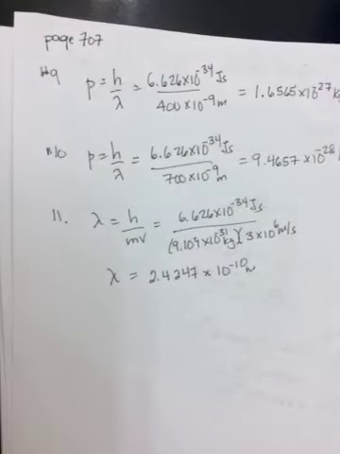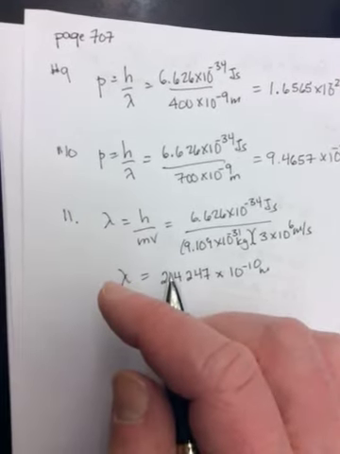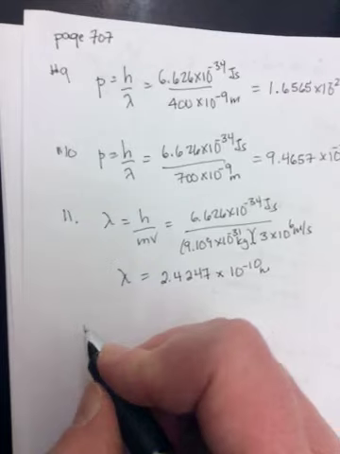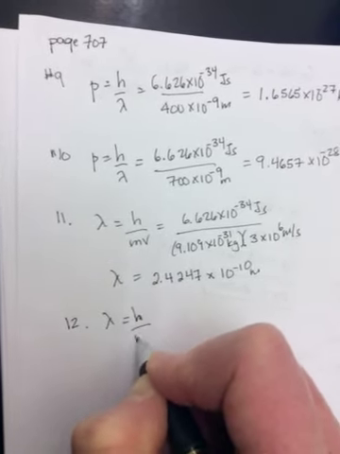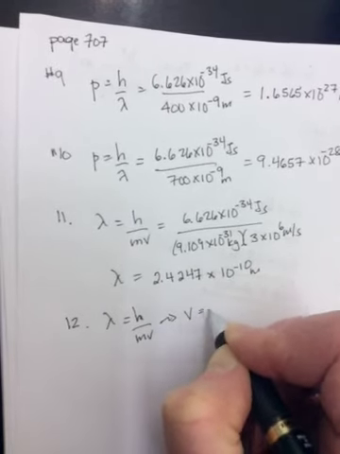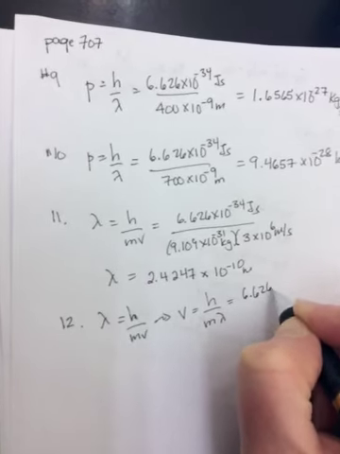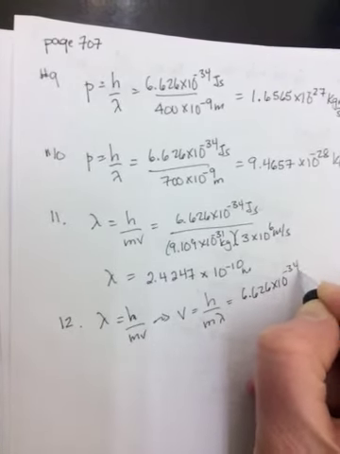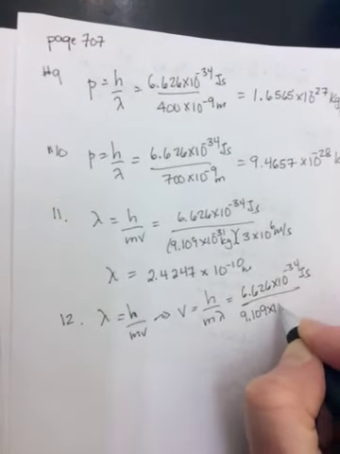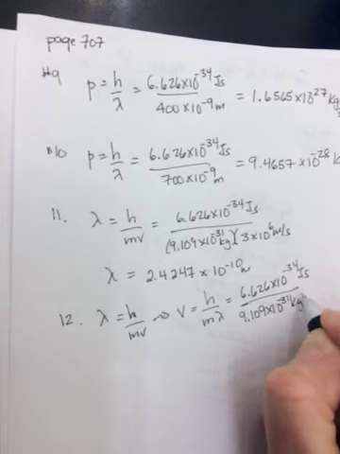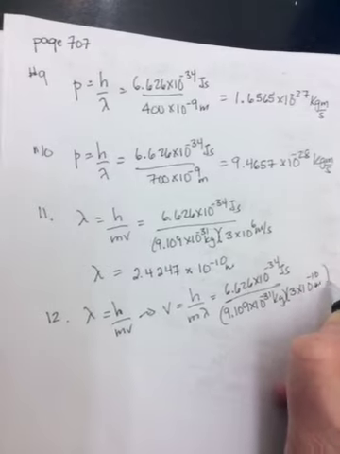Turn the page. What velocity would an electron need to have if it has a wavelength of 3 times 10 to the negative 10? So again, de Broglie's wavelength, only this time you're rearranging for velocity. v equals h over m lambda. 6.626 to the negative 34 joule seconds divided by 9.109 to the negative 31 kilograms. And it's telling us the lambda, I think it was 3 to the negative 10.